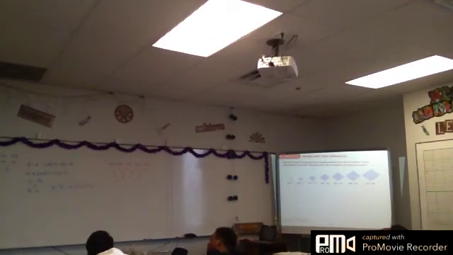6 minus 3. 10 minus 6. 15 minus 10. 21 minus 15. And 28 minus 21 is 7. Those aren't all ones, so we have to keep going.